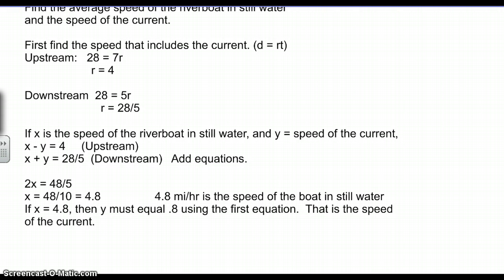So 4.8 miles per hour is the speed of the boat in still water. x is the speed of the boat in still water. Always look at how you define your variables. If x equals 4.8, then y must equal 0.8, right? Because we know x minus y equals 4 from that first equation. That's the speed of the current. These aren't difficult if you follow the same pattern every time. Calculate the rate with the current, whether it's fighting it or riding it. Then use x plus y and x minus y to reflect the upstream and downstream rates. And then you should be fine.